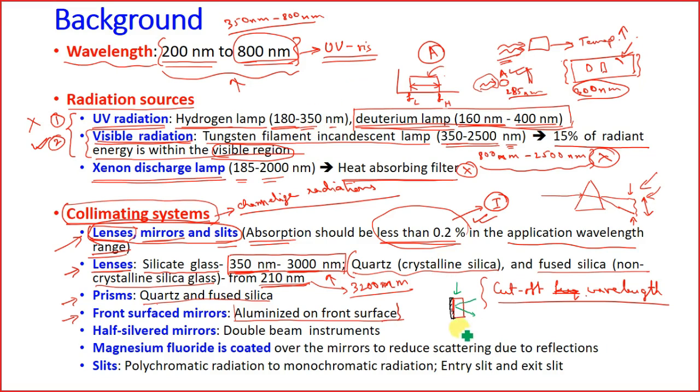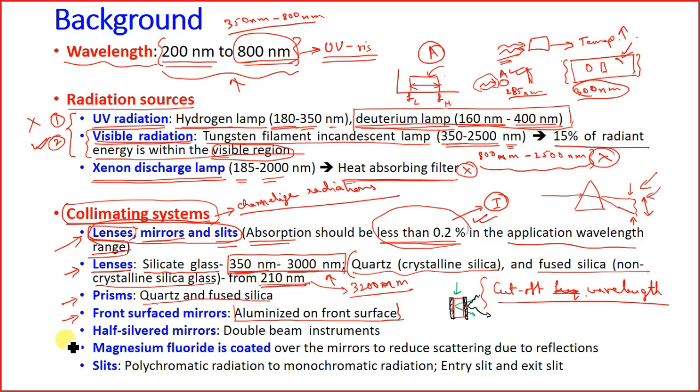Okay, so these are the problem, and because of this reason, the mirrors which are used for the UV visible spectrophotometer have the front surface aluminized, so that the radiations come and are reflected from the surface itself. So the mirrors in the UV spectrophotometer are front surface mirrors.